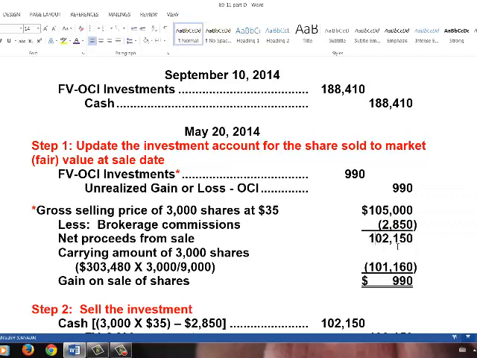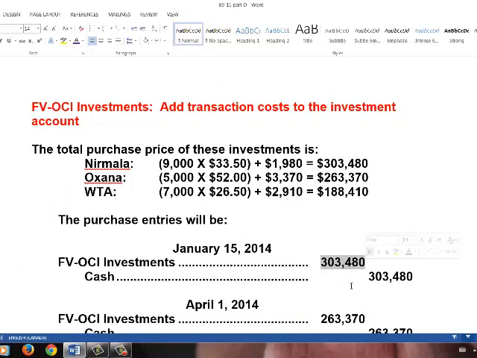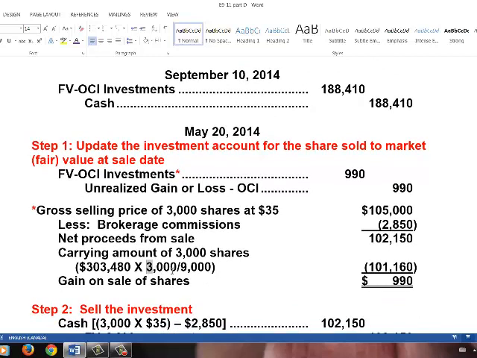We compare what we're going to pocket or get to the carrying value of those 3,000 shares. Well, we were carrying all 9,000 Nirmala shares at $303,480. We are now going to be losing 3,000 of those 9,000, or 1/3 of them. So we want to now remove 1/3 of that carrying cost, which is $101,160. So now we're going to have a gain on those shares of $990. So therefore, we would debit the fair value through OCI investments and credit an unrealized or holding gain or loss that would move through OCI of $990.